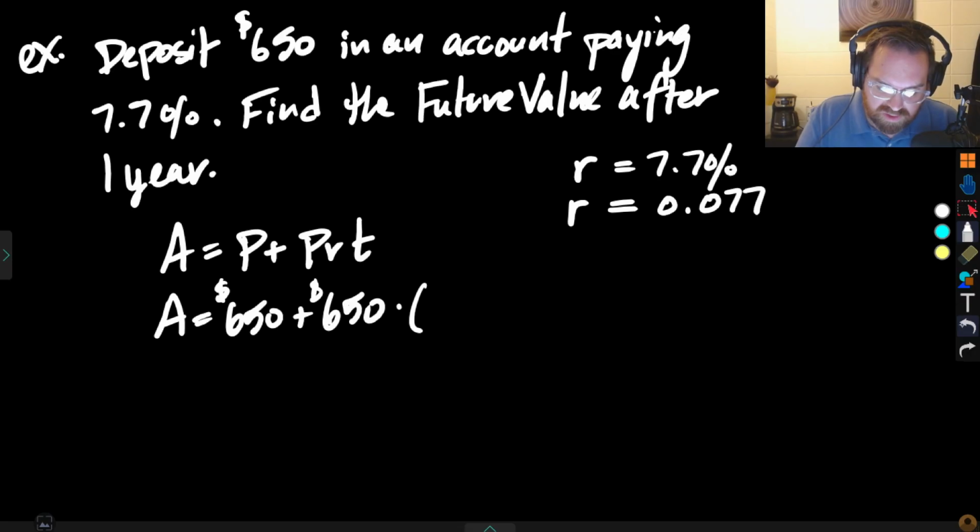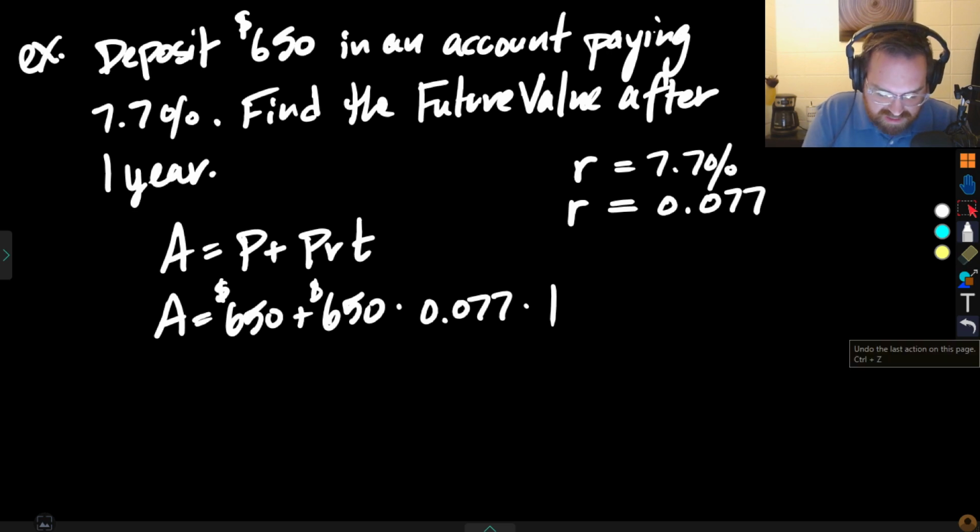So this is going to be multiplying by 0.077, and the time is 1 year. So this is just going to be 1. Remember, T is always in terms of years. So as a result, I can go ahead and compute this.